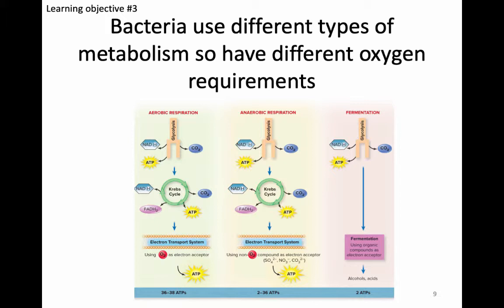And we'll talk more about this, but just to introduce, there are 3 types of metabolism in cells. So we have aerobic respiration shown on the left, we have anaerobic respiration shown in the middle, and we have fermentation shown on the right. So for these 3 means of doing metabolism, aerobic respiration requires oxygen, whereas anaerobic respiration and fermentation do not require oxygen. So depending on the type of metabolism a microbe does, this will determine whether or not it requires oxygen for growth.